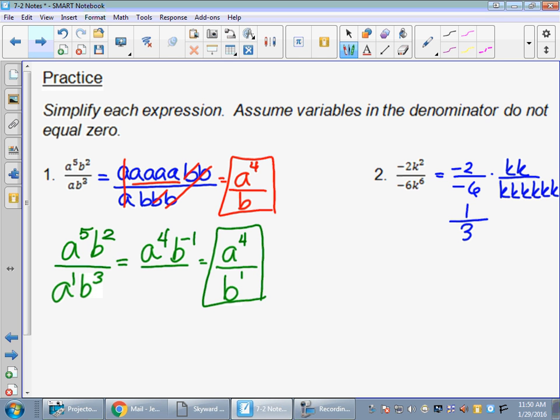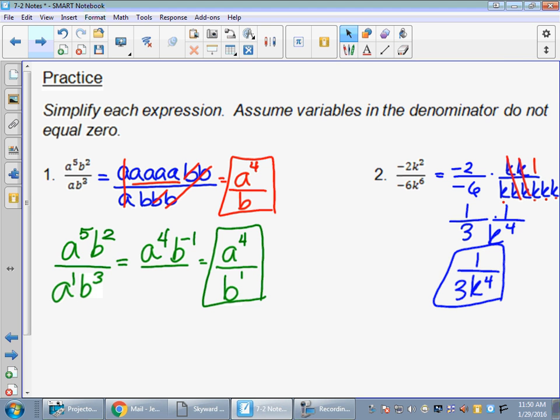You're simplifying. Two of my k's cancel, which leaves me a placeholder 1 in the top, and then I have 4 k's remaining. So I'll have a 1 over k to the 4th, which when I combine all that together, I have a 1/3 times a 1 over k to the 4th. It becomes 1 over 3k to the 4th.